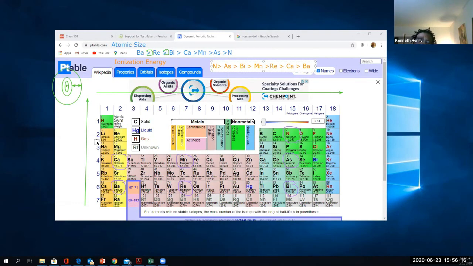Okay, any other questions? Excellent. So this next one should be easy. We have metallic characteristic. What color best represents a metal?